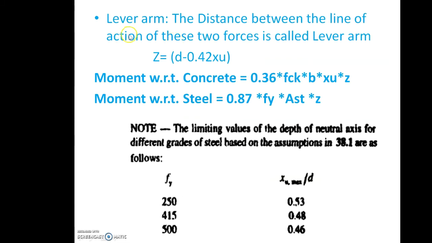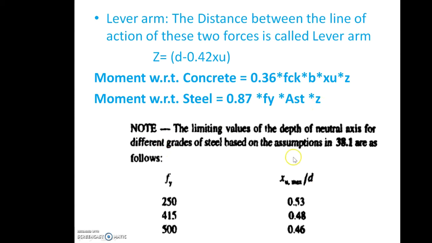The lever arm. As we already seen in the previous video, the distance between the line of action of two forces is called lever arm, that is from tension to compression, that is Z is equal to d minus 0.42 xu. Moment of resistance with respect to concrete is equal to total force into lever arm, that is 0.36 fck b into xu into Z. With respect to steel also 0.87 fy into Ast into Z.